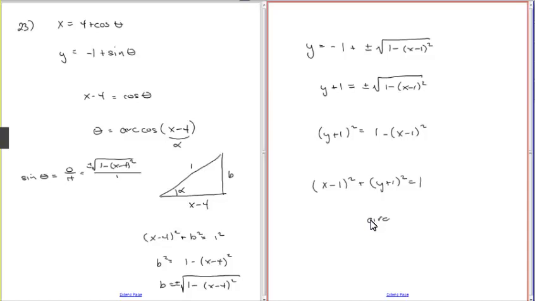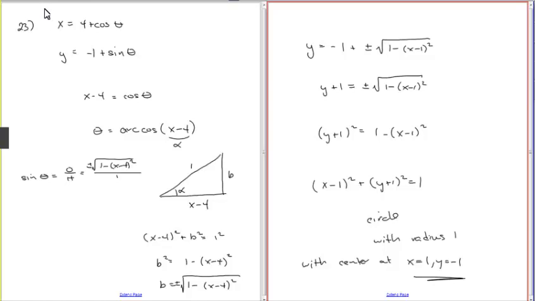So what is that? That's a circle with radius 1 with the center at x equals 1, y equals negative 1. Okay, so that's what it is.